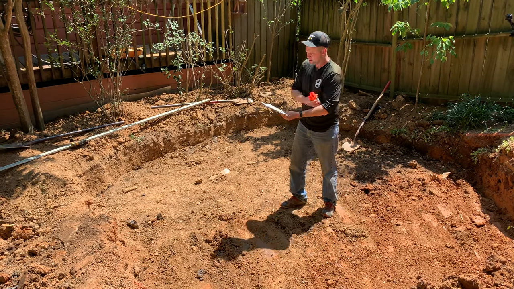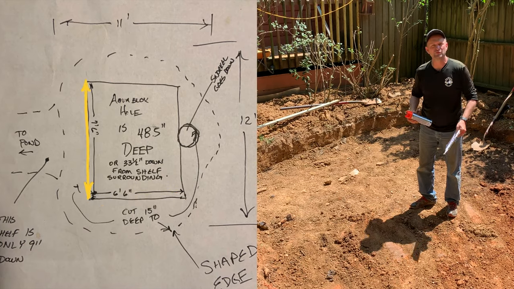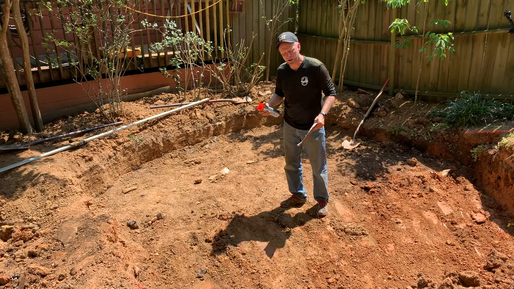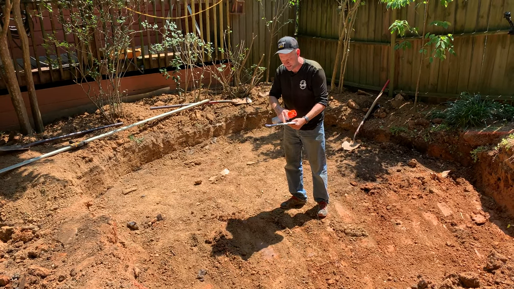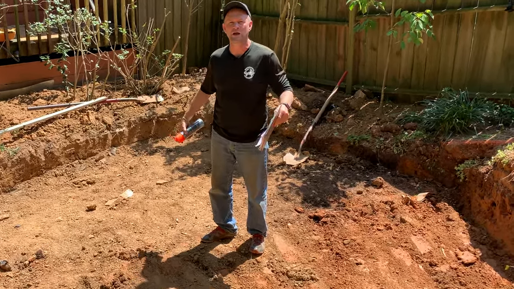That's super important. I've got my drawing right here. I'm 6'6" in one direction. I'm 7'6" in the next direction. I'm gonna mark that square out down with my spray paint, and then we are going to dig down another 33.5 inches. You watch it happen, we'll get it all done, and then we'll talk about why it matters. That's all I gotta say about that.